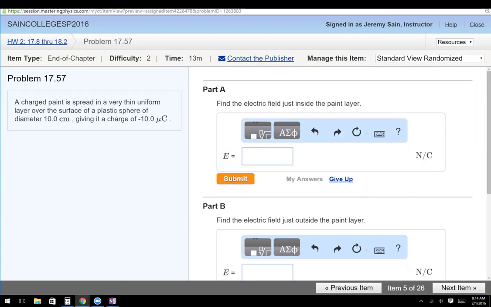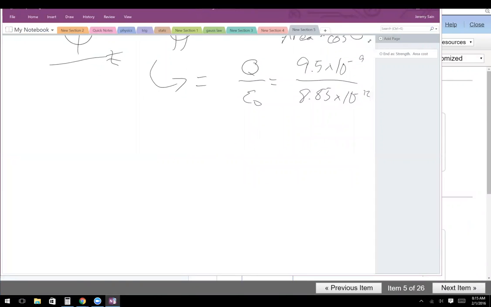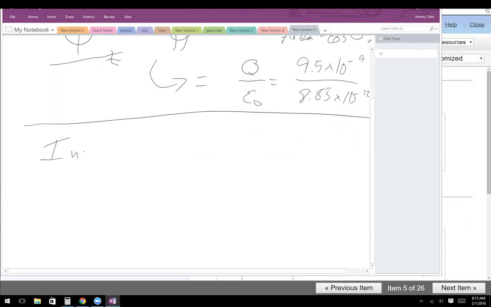Here's a level 2. We have charged paint spread over a very thin uniform layer of a plastic sphere, diameter of 10 centimeters, giving it a charge of minus 10 microcoulombs. Find the electric field just inside the paint layer. This was the one thing in Gauss's law we didn't make it to last time, but it's pretty simple, so let's talk about it real quick. We're actually going to do this in lab today.